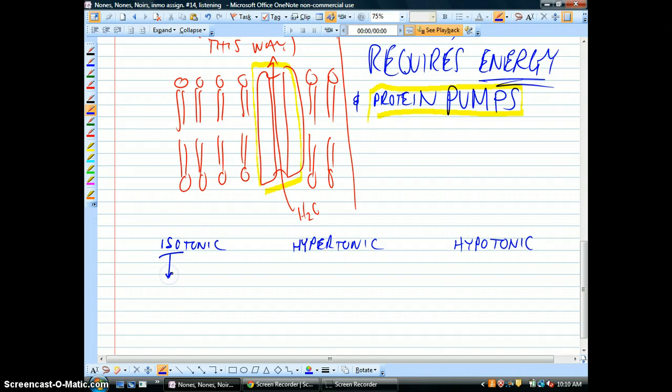Iso, whenever you see the word iso, you're going to see it in science here and there. If you take earth science, they'll talk about isobars. Isobars are when they draw, like on a weather map, a line that represents having the same air pressure all around it. Iso means same. When you think of tonic, think of a drink.